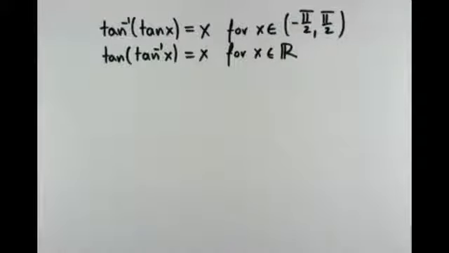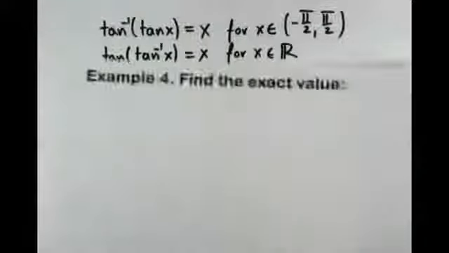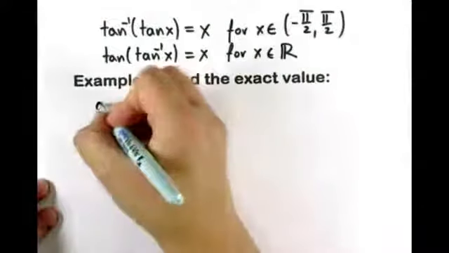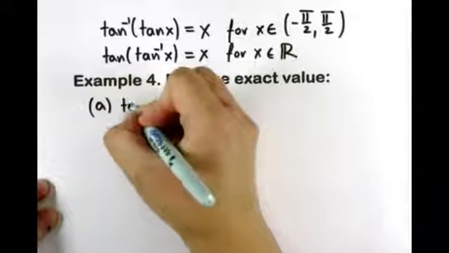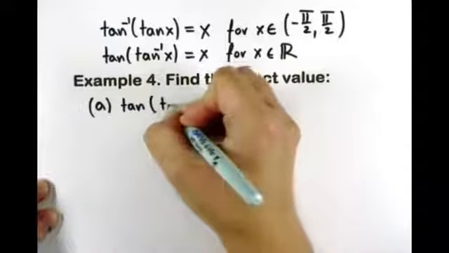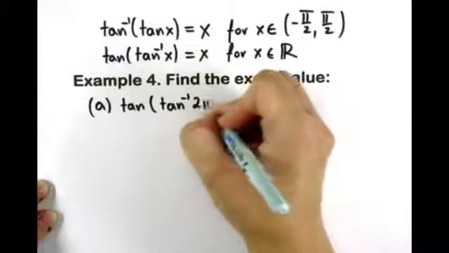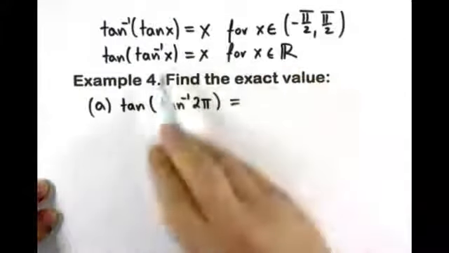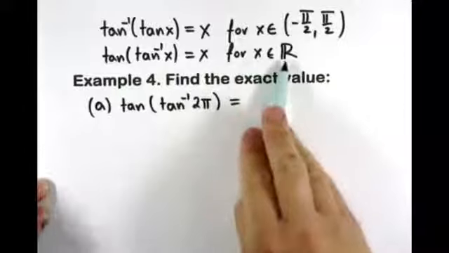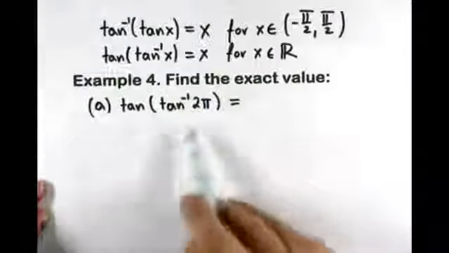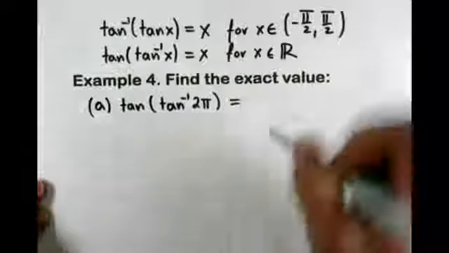So then we have: find the exact values. We have tangent of tangent inverse of 2 pi. Tangent inverse has domain all real numbers, so the cancellation formula applies. So this one is nothing else but 2 pi.